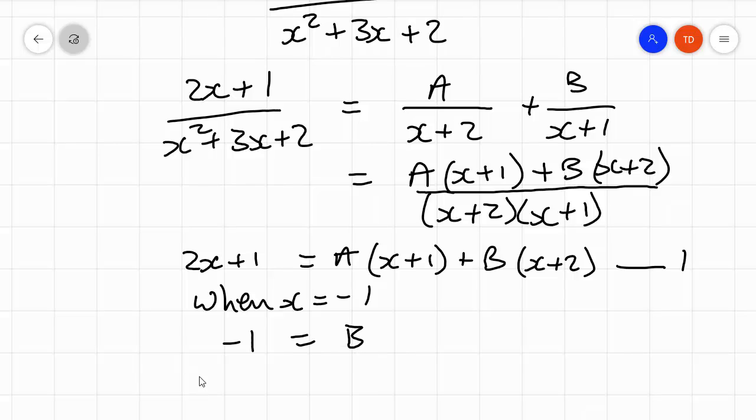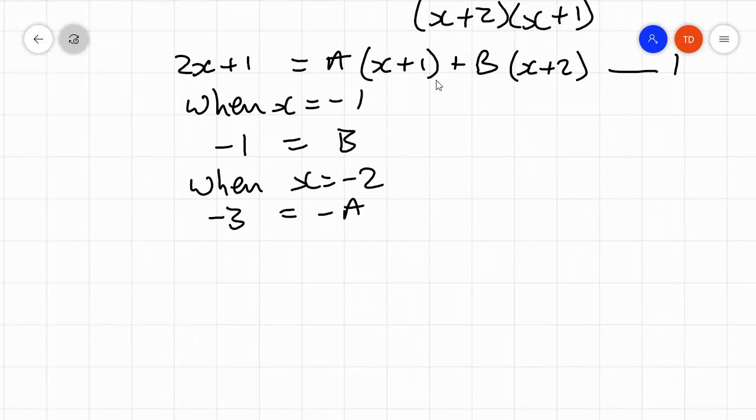And when x equals minus 2, this term will disappear, that becomes minus 4 plus 1, so that's minus 3. And we've got minus 2 plus 1, so that will equal minus a. So a is equal to 3.